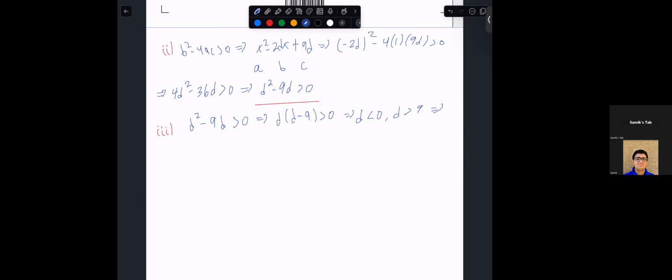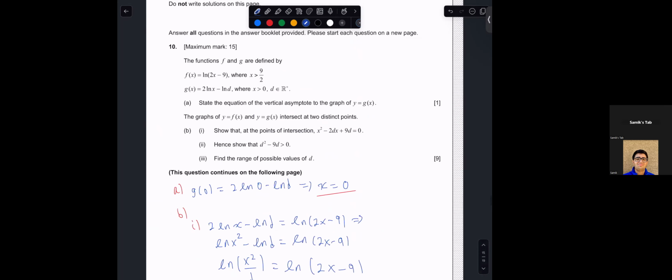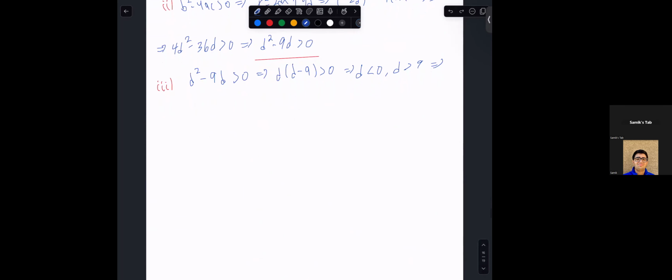But we know that the question has given us this domain again. You have to pay attention to the domain. So d is within this domain. Since we are restricted to the positive domain, we only consider d greater than 9 as our solution. So the only solution is d is greater than 9.